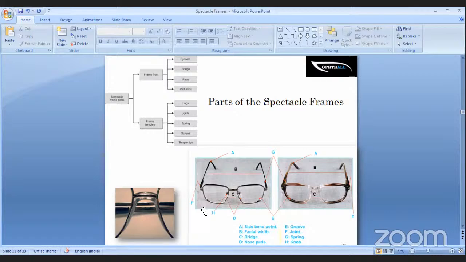There are two types of pads available. Here you can see the flexible pads, which can be adjusted to the shape of the nose of the user. And here you can see the fixed pad, which cannot be adjusted to the wearer's nose. They are fixed.